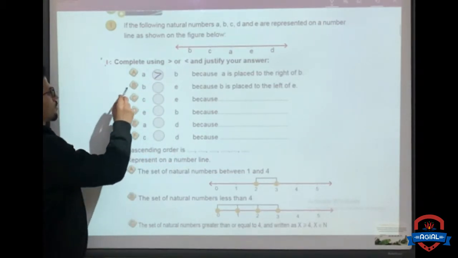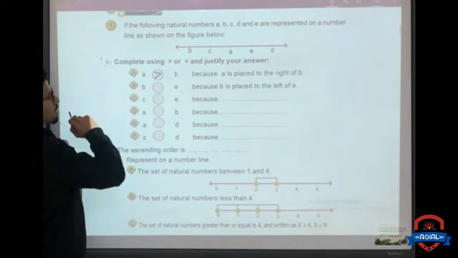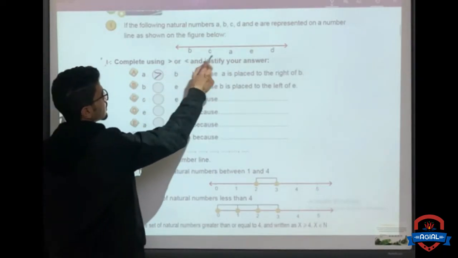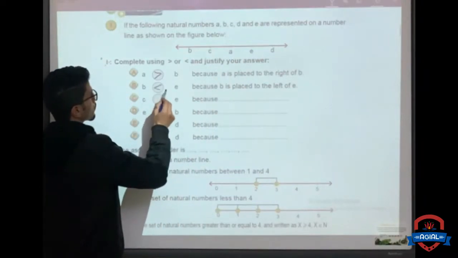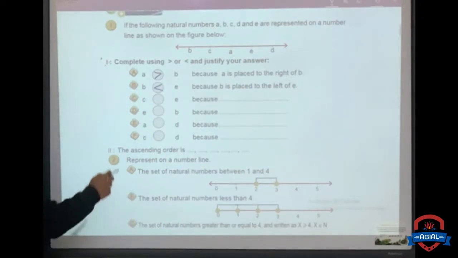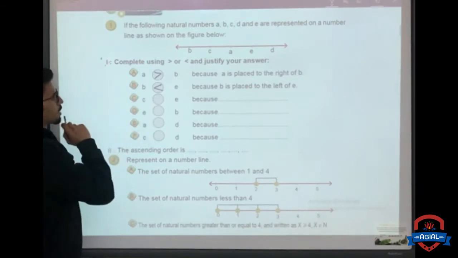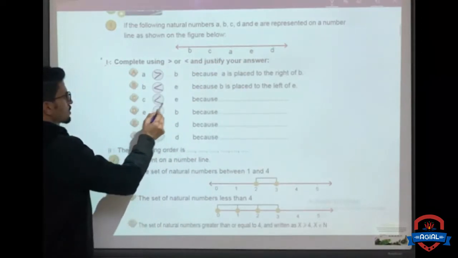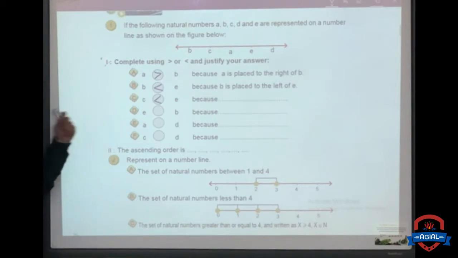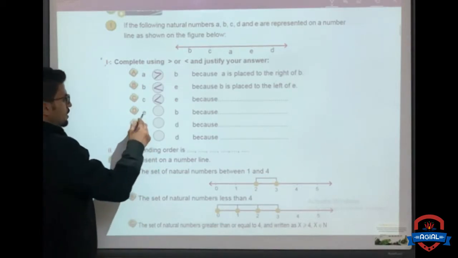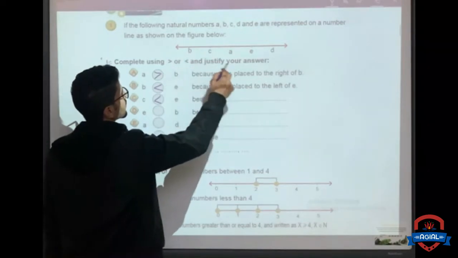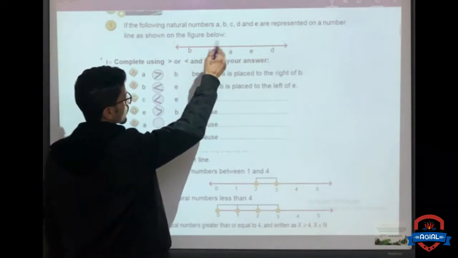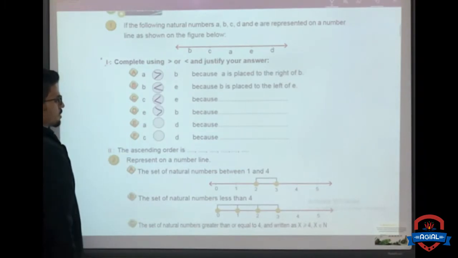In letter B, we notice that B is less than E, because B is placed on the left of E. In letter C, we compare between C and E, and C is placed to the left of E, so C is less than E. In letter D, we have E and B. B is placed to the left of E, so E is more than B because E is placed to the right of B.